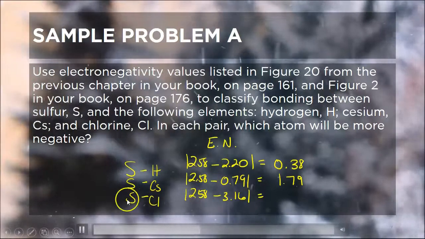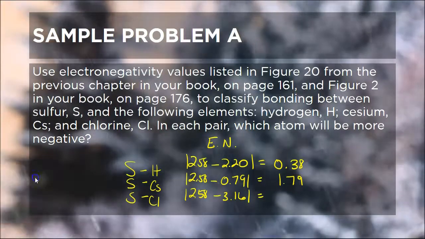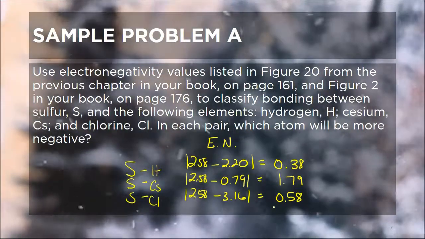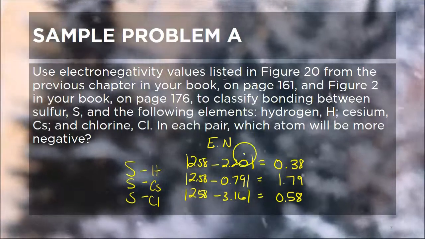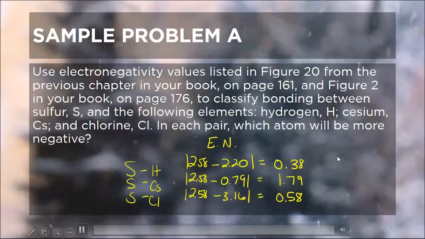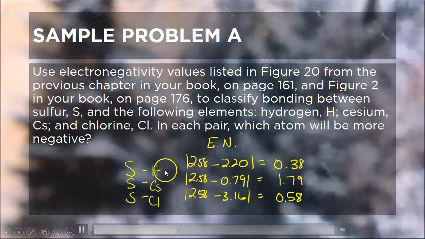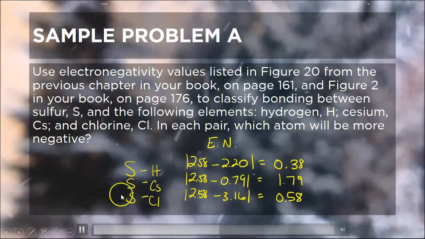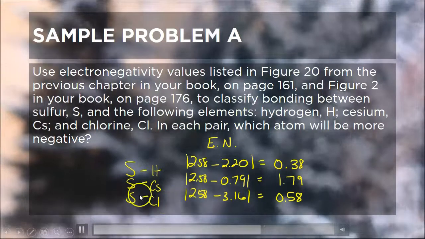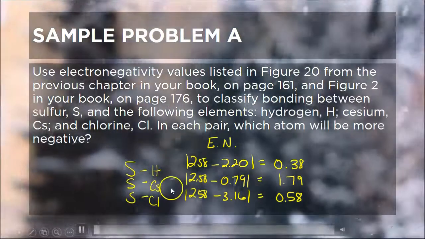And then 2.58 minus 3.16 is negative 0.58. Because I don't really care if it's positive or negative, I'm just looking for the difference. All right, 0.58, which again is going to lie somewhere in here in this polar covalent range. So you see we've got an example of two covalent bonds with the sulfur and hydrogen, as well as the sulfur and the chlorine. And then we have an ionic bond with the sulfur and the cesium.